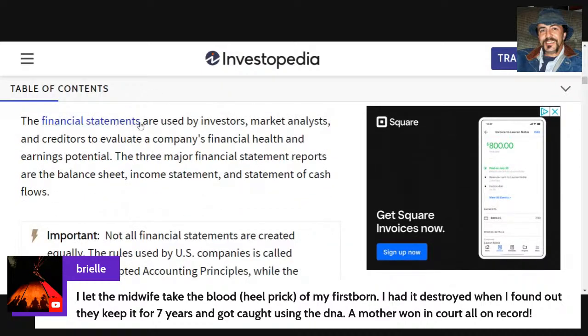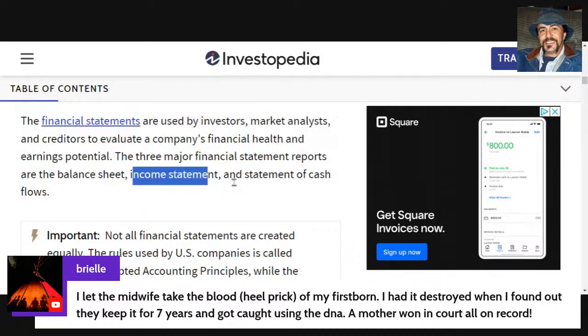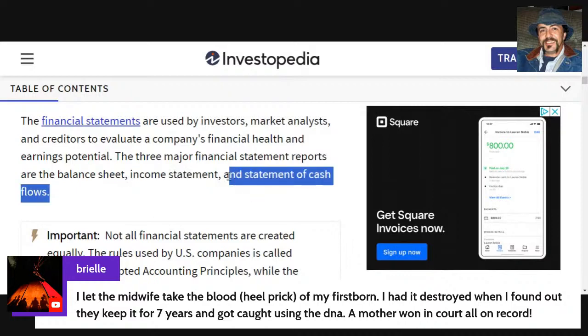The financial statements are used by investors, market analysts, and creditors to evaluate a company's financial health and earnings potential. Financial health and earnings potential. Three major financial statement reports are the balance sheet, income statement, and statement of cash flows.